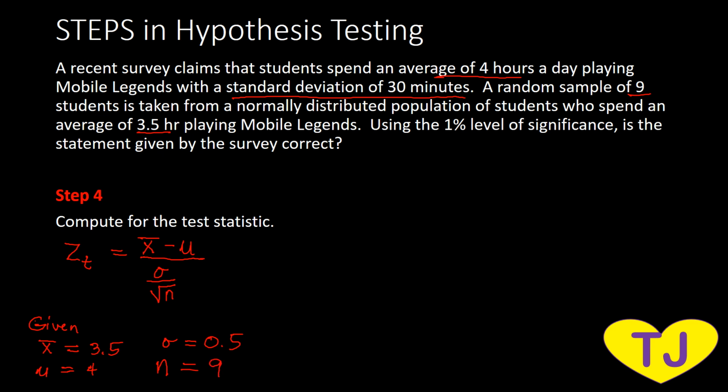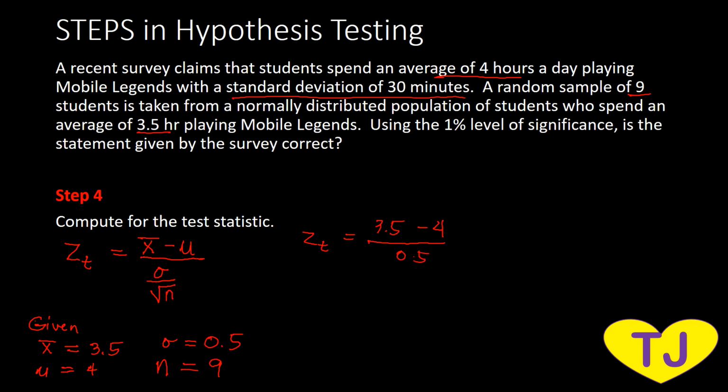So all we have to do is to just plug in everything and we are good after that. So plugging in, we have our z sub t, which is equal to x bar, that's going to be 3.5. And then we subtract that by 4. And then we are going to divide that by our population standard deviation, which is 0.5.